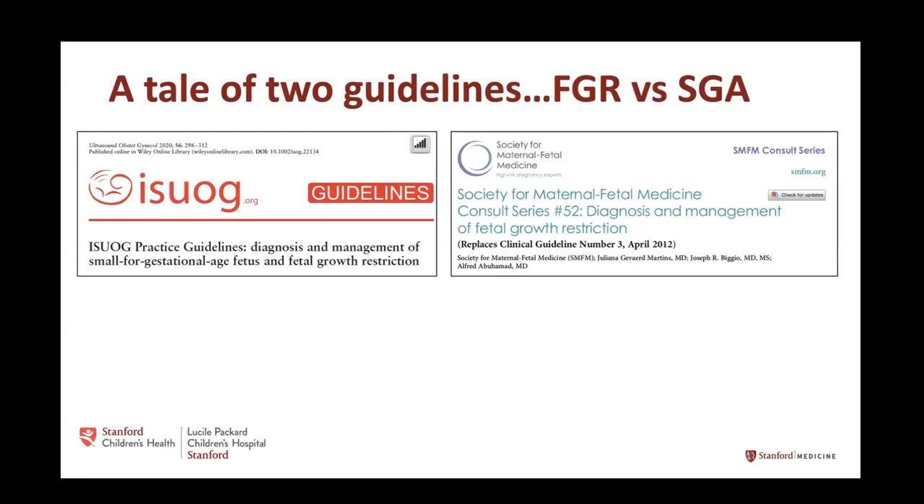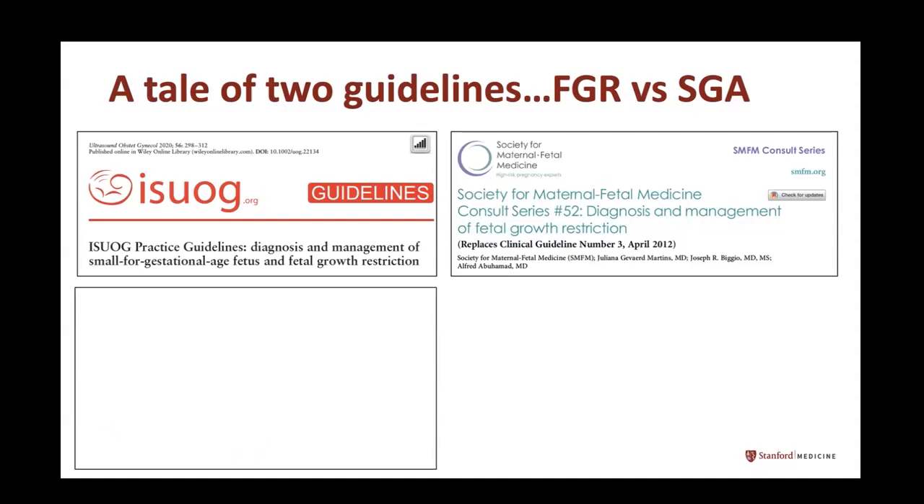So on the left, I included the ISUOG guidelines, which is what most of the world uses in terms of their obstetric guidelines. And then on the right, we have the Society for Maternal-Fetal Medicine, where there's overlap with ACOG as well. So just to show you, if we look at ISUOG, the way they define fetal growth restriction is a fetus failing to reach its genetically predetermined growth potential.